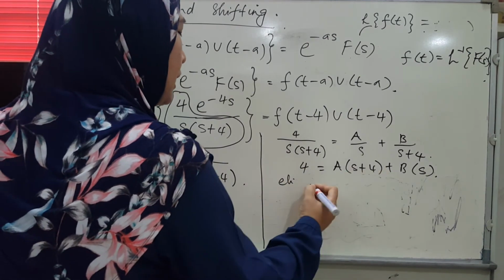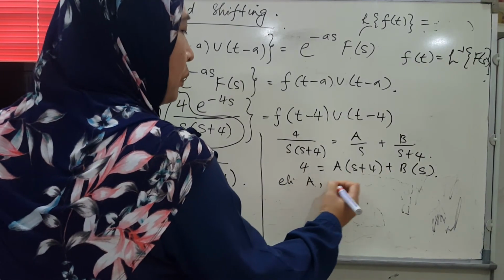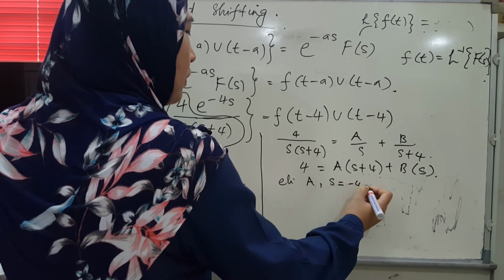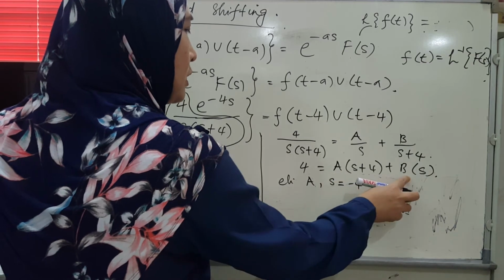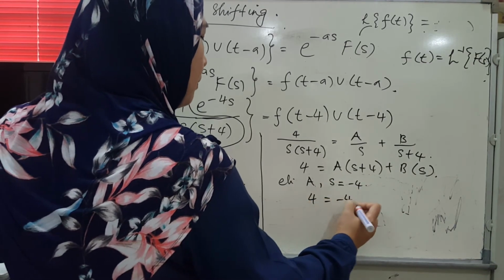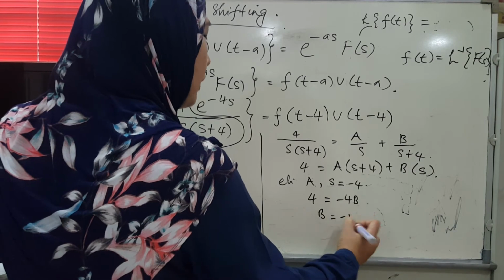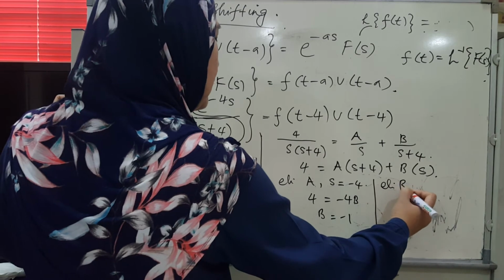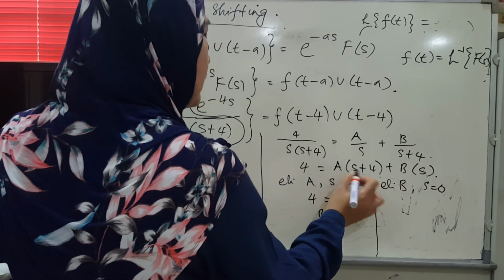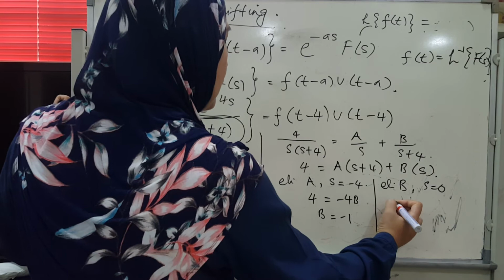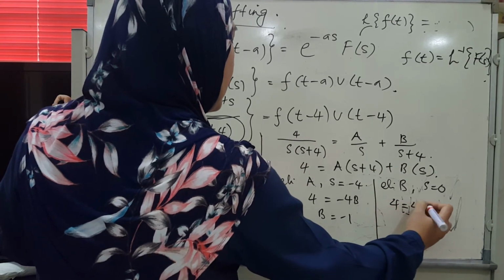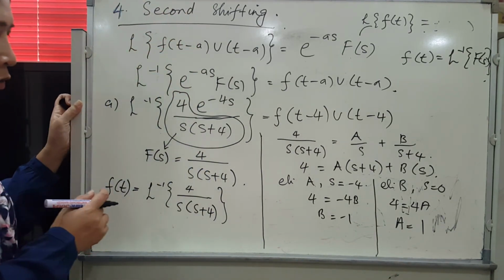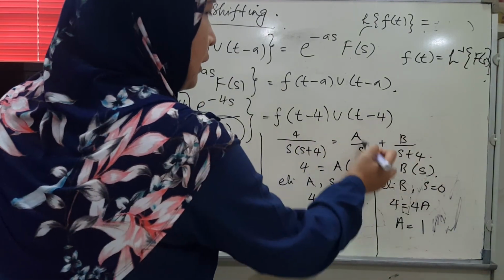We have A and B. So when we want to eliminate A, we substitute s as negative 4. So A disappears, so it becomes 4 equals negative 4B. So B is negative 1. The same goes for elimination of B. So s equals 0. So when s is 0, A equals 1. So we have A and B. We substitute back into the partial fraction.